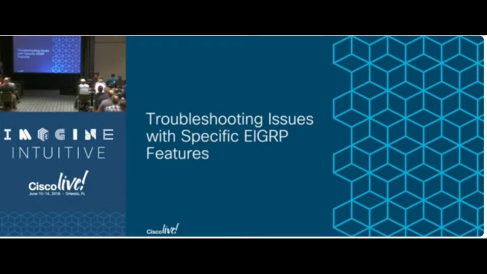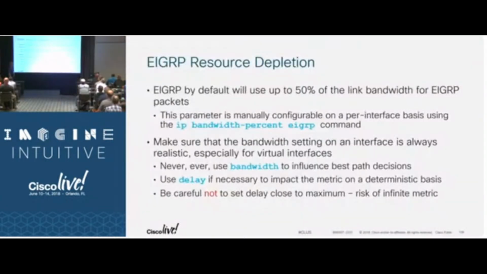Finally, some of the specific EIGRP features to cover here. One of them is, and this is an old one but still needs to be taken care of, the possibility of EIGRP pacing its packets. Once again, we allow EIGRP to take up to 50% of the configured interface's bandwidth for its own packets if necessary. If not, the bandwidth is there for other traffic.